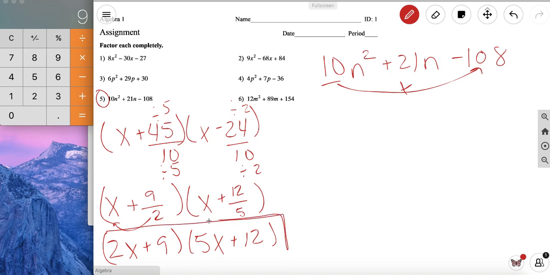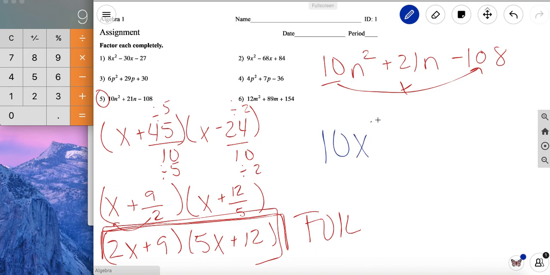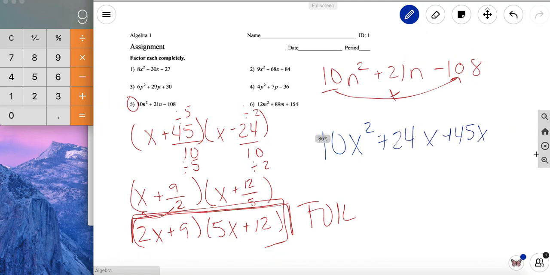We believe this is the right answer. I shouldn't say we know. We believe this is the right answer, and we're going to check it by doing FOIL. So 2x times 5x gets me 10x squared. On the right track. Well, not x, n, whatever. We dropped the letters. Outer, 2x times 12 gets me 24x. Inner, 9 times 5 gets me 45x. And last, 9 times 12 gets me 108.